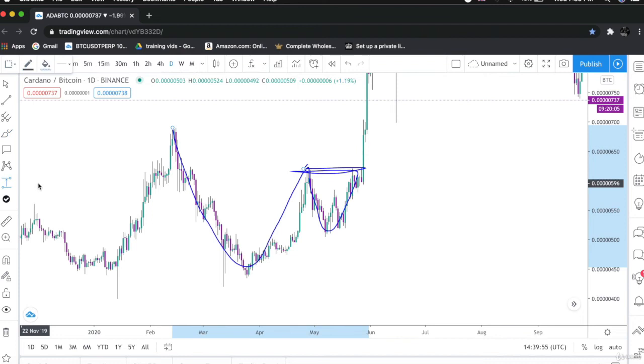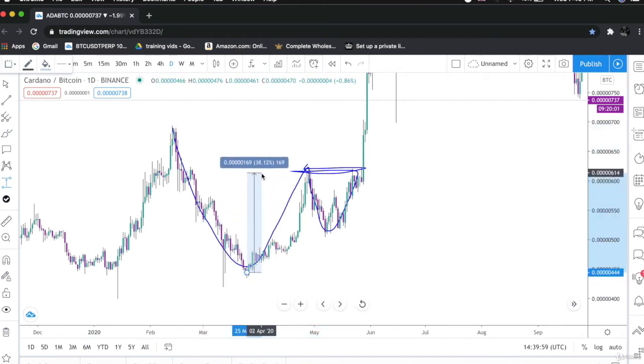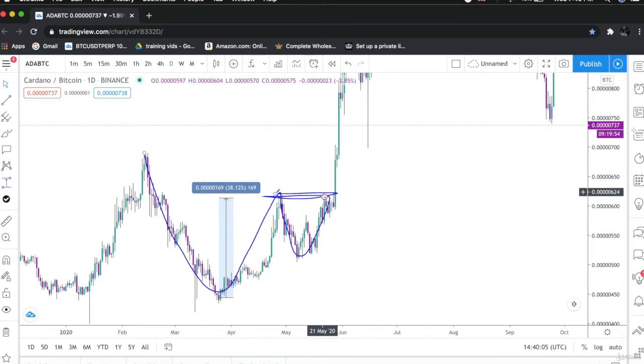We have to take the price length tool. This is the cup. Up to the neckline, it's approximately 38%. As you can see clearly over here, after the breakout of the neckline, the price rallied upwards, and this would be our target.